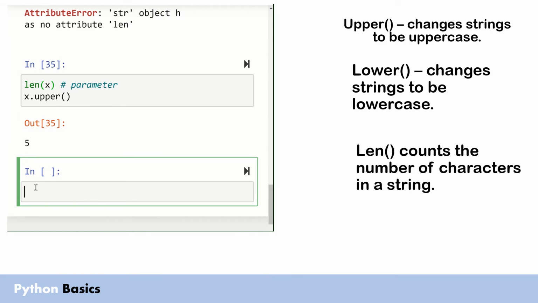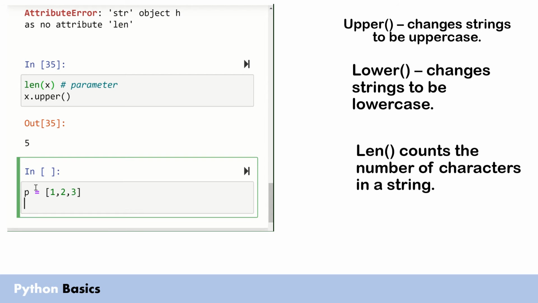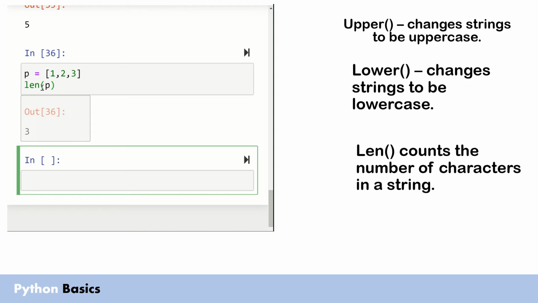Okay, give you one quick example. Imagine I had a list. So let's go p equals 1, 2, 3. I can also use len to count the number of items in my list. Now, I know we haven't really looked at arrays and lists yet, but hopefully you can see the idea that len can be used for strings, but also can be used for other things as well.